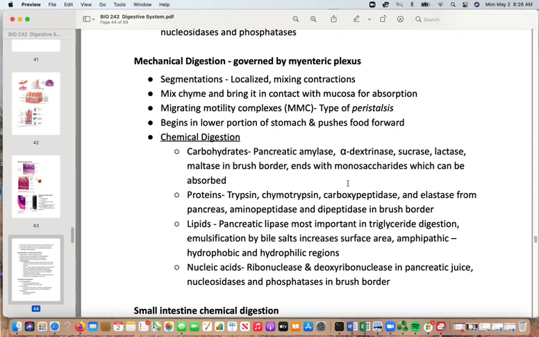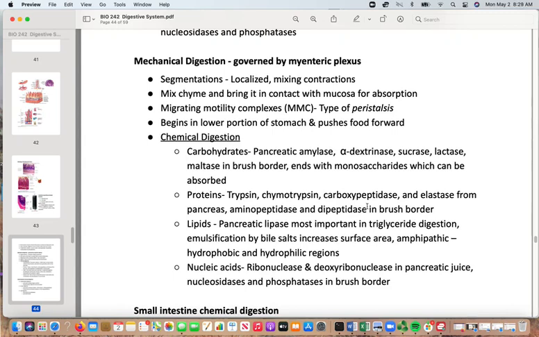So chemical digestion that occurs here: carbohydrates. So you've got various enzymes that are going to do this: pancreatic lipase, alpha dextrinase, sucrase, lactase, maltase in the brush border, and it ends up creating monosaccharides, which you're then able to absorb. Proteins will be chemically digested. So trypsin, chymotrypsin, carboxypeptidase, and elastase from the pancreas, aminopeptidase, and dipeptidase.